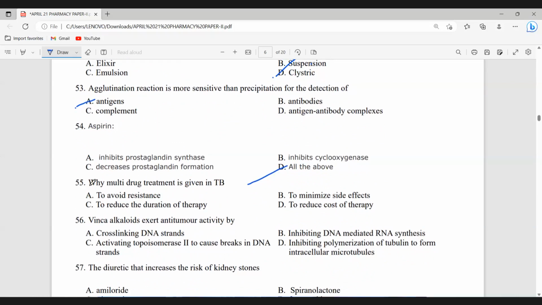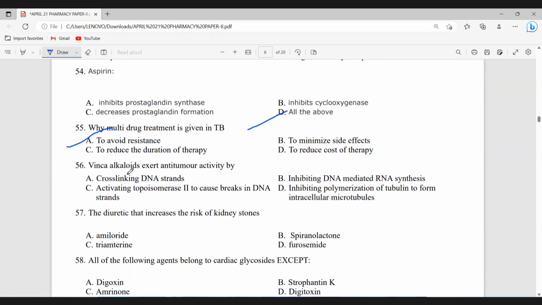Why is multi-drug treatment given to TB patients? It is a direct question. Because to avoid the resistance. Then 56. Vinca alkaloids exert anti-tumor activity by... It is a direct question. That is inhibiting the polymerization of tubulin to form intracellular microtubules.